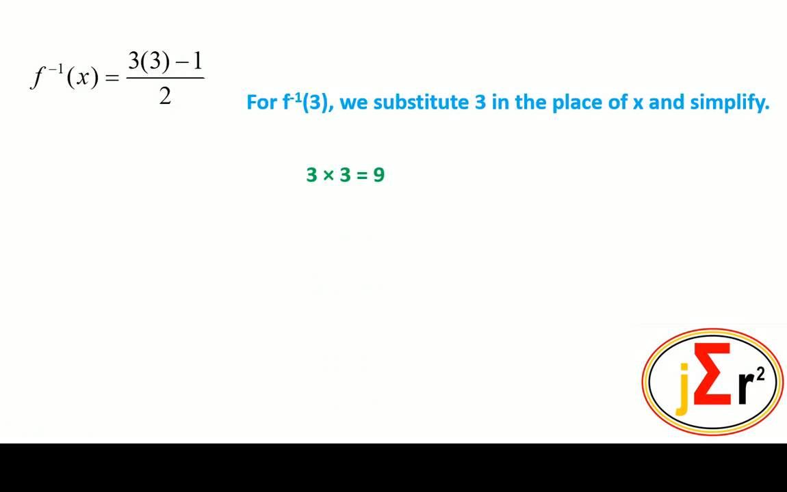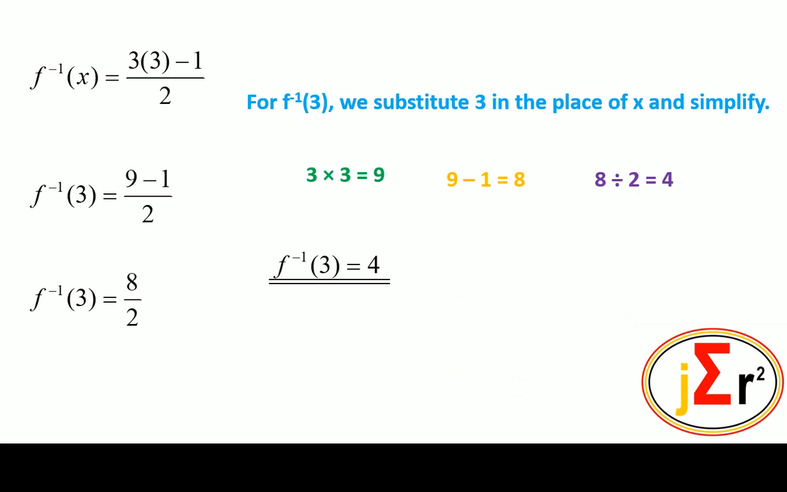3 threes are 9. So we have 9 minus 1 over 2. 9 minus 1 is 8. We will have 8 over 2. And finally, 8 divided by 2 is 4. Therefore, f inverse of 3 is equal to 4.